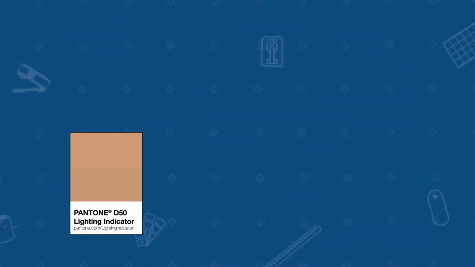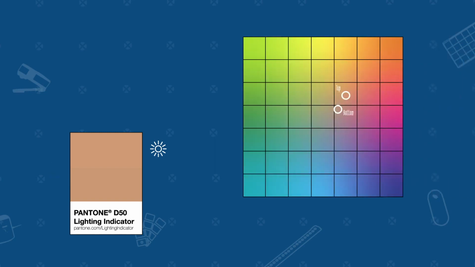Let's take a look. Here we have a Pantone D50 lighting indicator. Under daylight, we can visually see that the color on the top half and the bottom half closely match. If we measure and plot both halves in CIELAB, the two colors appear identical and the numerical color difference is very small. Now if we change the lighting to a typical fluorescent light, the top half now appears green and has changed location in CIELAB color space.